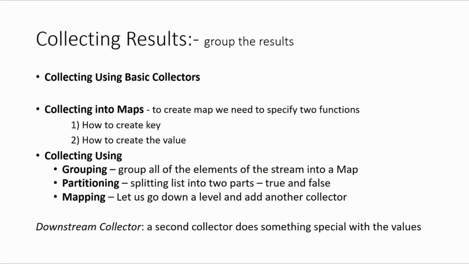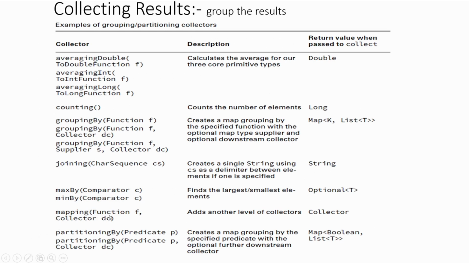Pretty nifty. Next is mapping. Mapping means let us go down a level and add another collector. So that's what we do. We use a downstream collector in a mapping. For mapping, we use the mapping method, into which we put the function and the downstream collector, and we use the mapping to add another level of collectors, and it returns a collector. Okay, I would also like to explain the methods maxBy and minBy. They find the largest or smallest element in the stream and return an Optional.